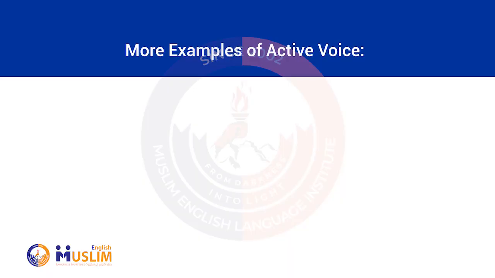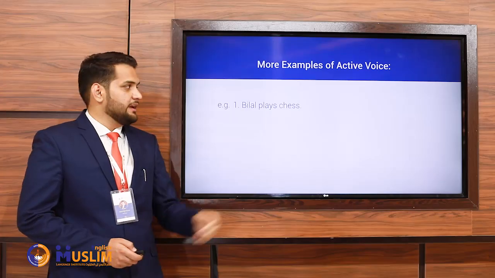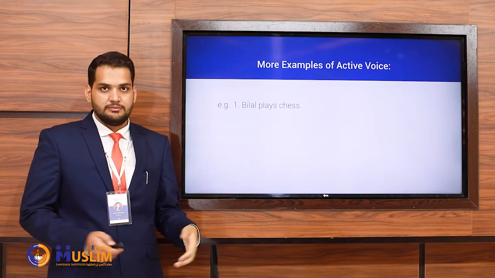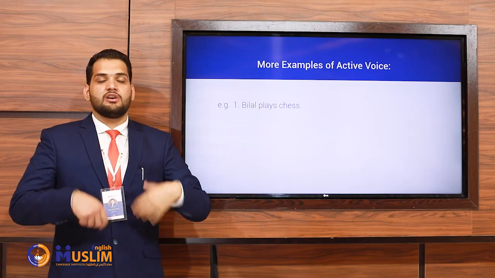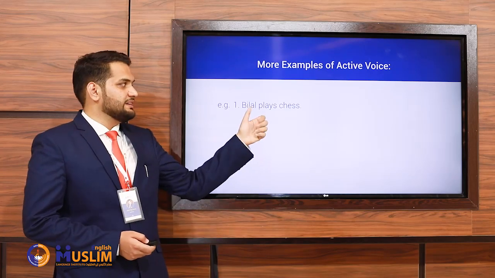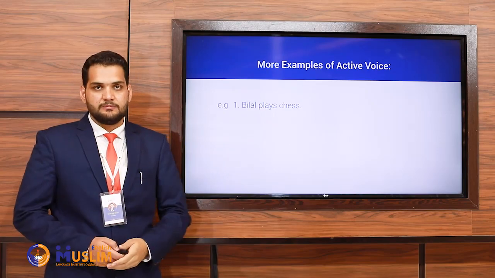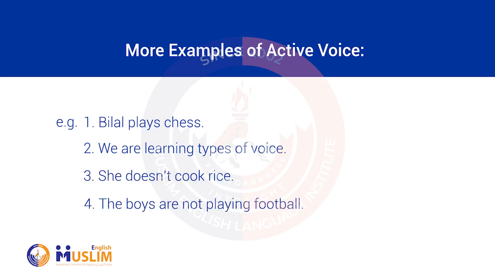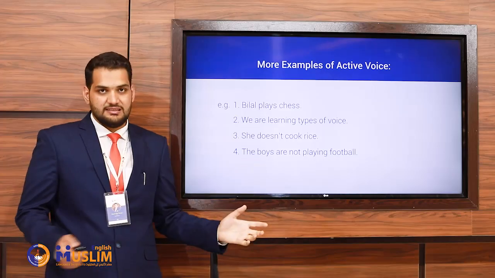And let's have some more examples. Number 1, Bilal plays chess. Here, Bilal is the subject and plays is the action. Bilal is performing the action, or it is the doer of the action. So we call the voice of this sentence active. Number 2, we are learning types of voice. Number 3, she doesn't cook rice. Number 4, the boys are not playing football. The boys is the subject.